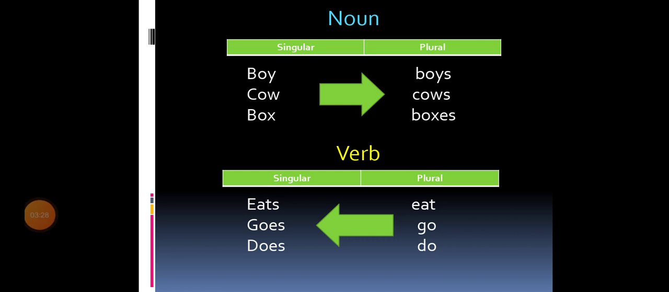So now see these verb forms. Okay, if the verb is singular, there will be an s or es behind it, and if it is plural, then it will be the base form. Okay, so eats is the singular form of verb and eat is the plural form of verb. Goes is the singular form of verb and go is the plural form of verb. Does, singular form of verb, and do, plural form of verb.